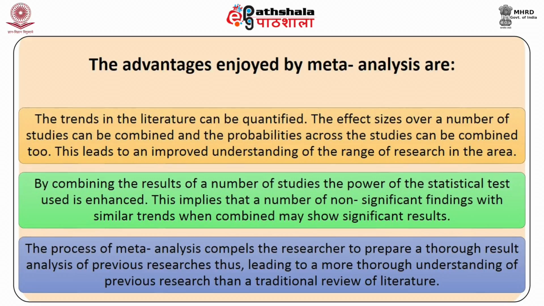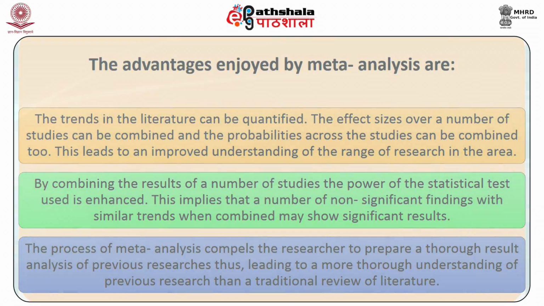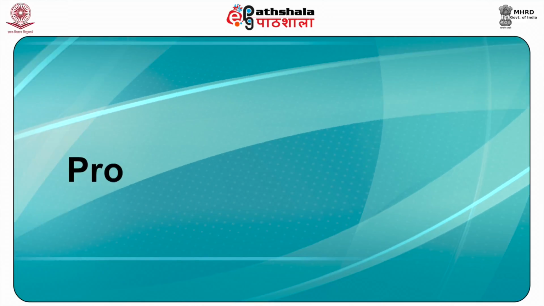Meta-analysis is distinct from a traditional review of literature. A traditional review of literature becomes a meta-analytic review only if it includes quantitative estimation of the magnitude of effects and its uncertainty or confidence limit.